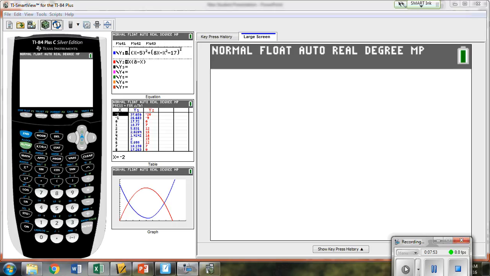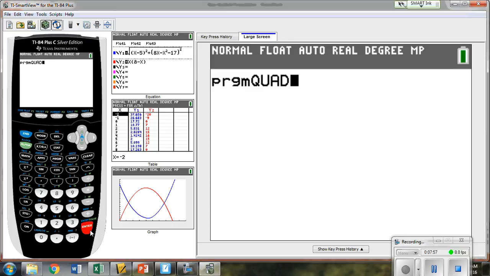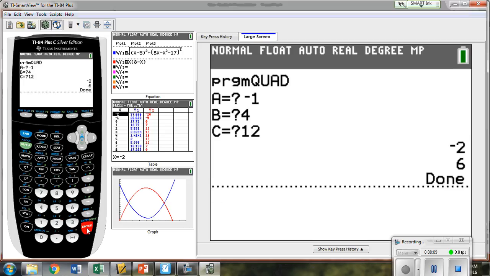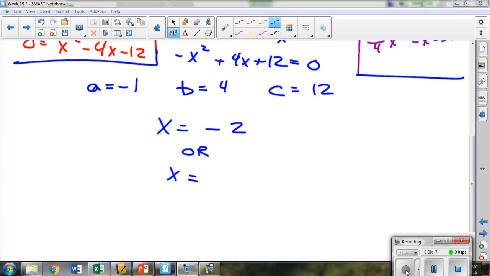Okay, so when we continue, we would say execute our program. And we had A is -1, B was +4, and C was +12. And thus we wind up with our answers -2 and +6. Okay, and we have our two values.